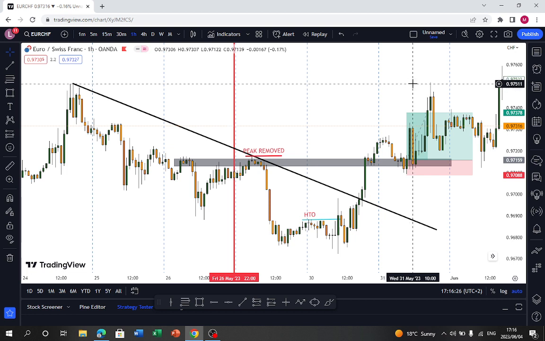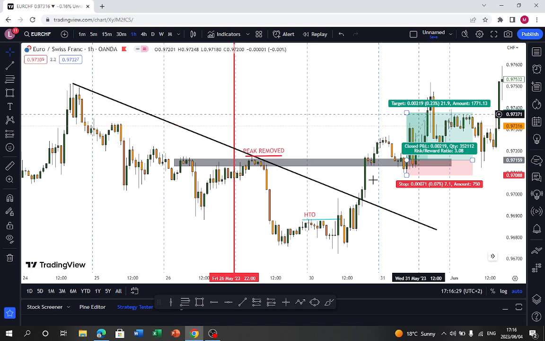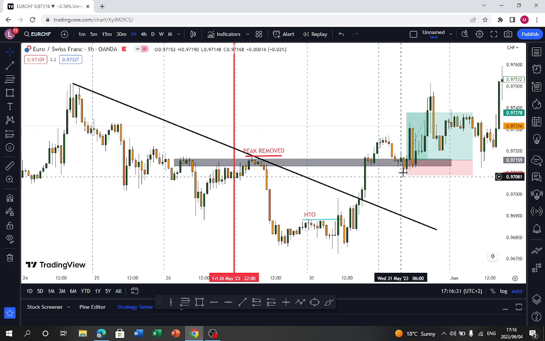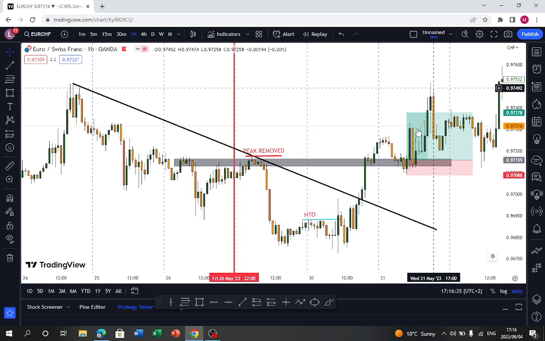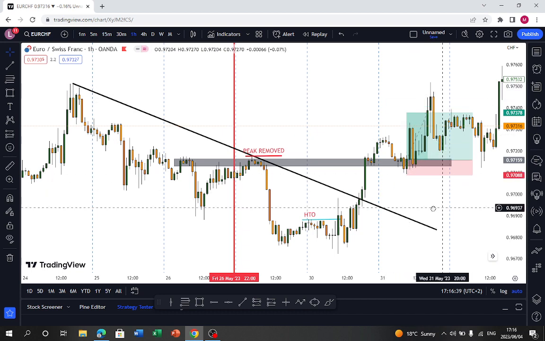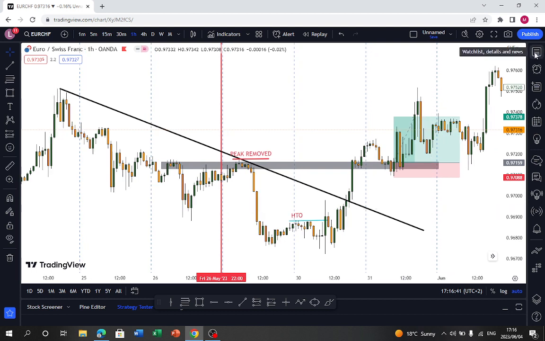But we held our position. We said we know what we're doing. We had our stop loss low here, but the market went up, respected our setup, and our TP was hit. Then we were done for the day, right? We were done with this setup.